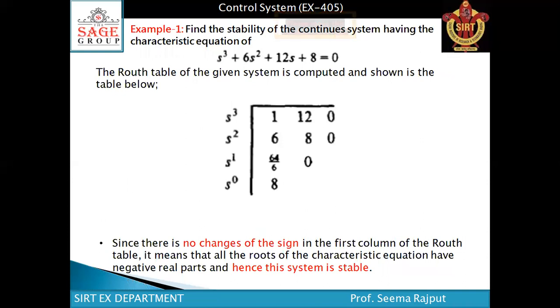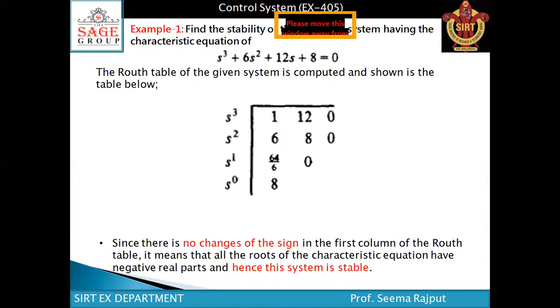So here is one example: find the stability of the continuous system having the characteristic equation s cube plus 6s square plus 12s plus 8 equal to 0. The Routh table of the given system is computed and shown in the table below.